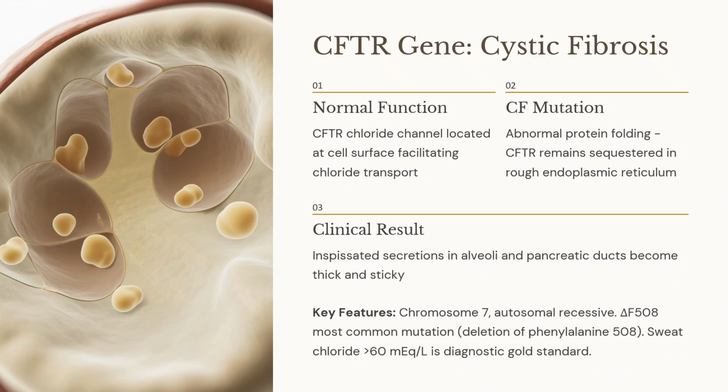Cystic fibrosis due to CFTR gene. Cystic fibrosis or CFTR, one faulty channel, mucus develops everywhere. CFTR mutation rewires the rules of lung and pancreatic health. The CFTR chloride channel is supposed to be present at the cell surface, facilitating the chloride transport. In cystic fibrosis, due to abnormal CFTR gene, there is abnormal protein folding. This CFTR chloride channel will remain sequestered in the rough endoplasmic reticulum and it doesn't enter the cell surface.